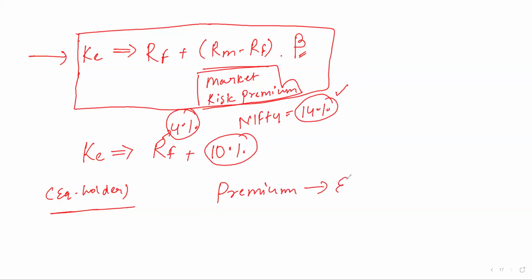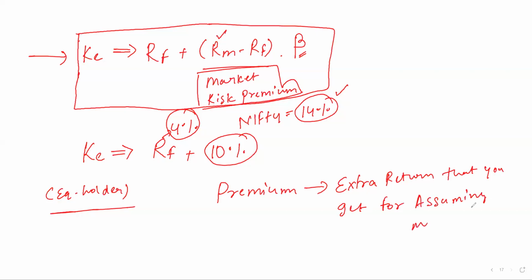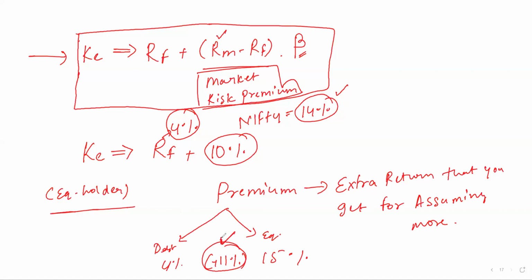Premium over here means nothing but the extra return that you get from market. RM stands for return from market. It is the extra return that you get for assuming more risk. So one who is a debt investor gets 4% return and one who is an equity investor gets 15% return. This equity investor is getting 11% extra return. This 11% is nothing but the premium. Why premium? Because equity is highly risky compared to debt. That is why the equity investor should get a premium as compared to the debt investor, and that is this 11%.